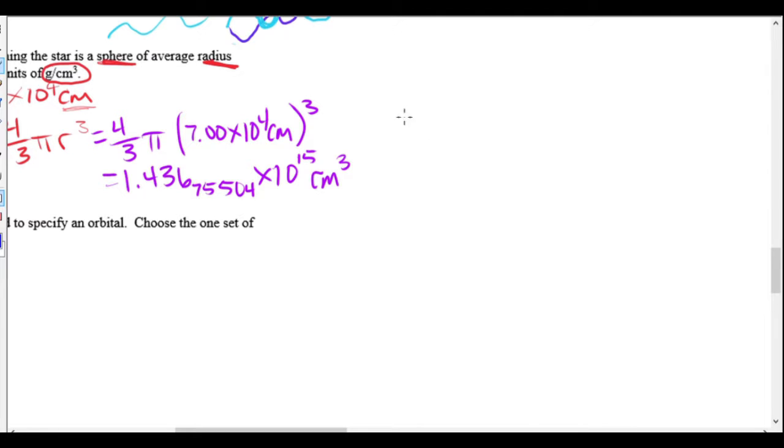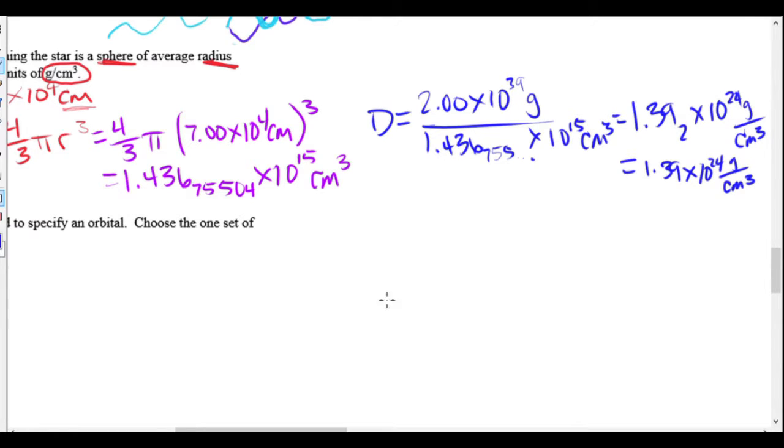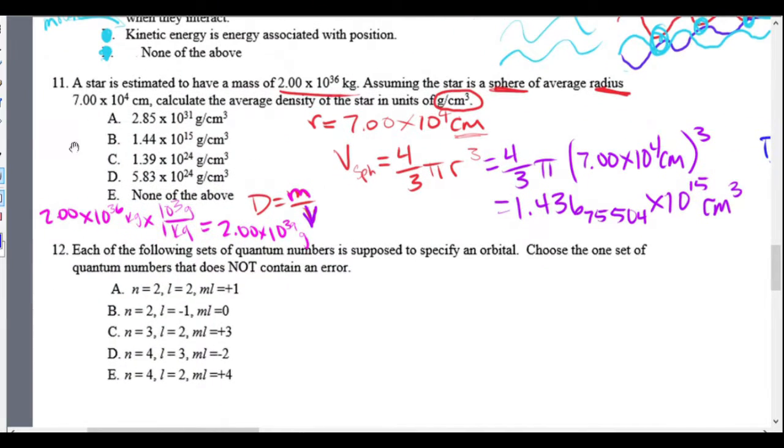We have density equal to 2.00 times 10 to the 39 grams divided by 1.436755 times 10 to the 15 centimeters cubed, which will give us a density of 1.392 times 10 to the 24 grams per centimeters cubed. So 1.39 times 10 to the 24 grams per centimeters cubed, because of sig figs. Is that answer there? Alright, there it is. No.